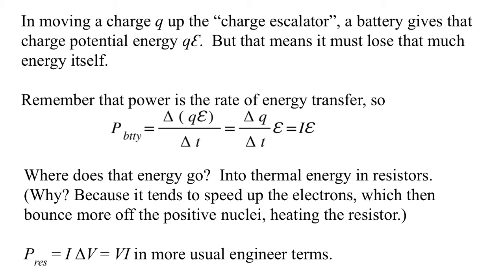Well, generally it goes into thermal energy in resistors. Why? Because it tends to speed up the electrons, which then bounce more off the positive nuclei, which heats the resistor. So the electrons are doing more bouncing in general. It doesn't change their drift velocity significantly, it just means more collisions, essentially. The power of the resistor is I times delta V, which is usually written as VI. So power through a resistive element is the voltage across the resistor times the current through the resistor.